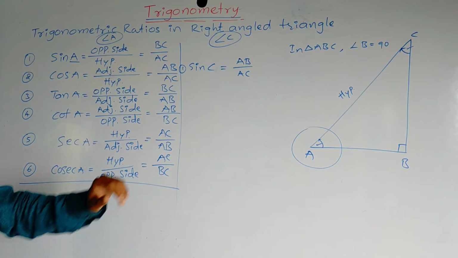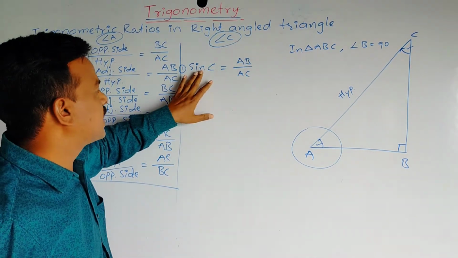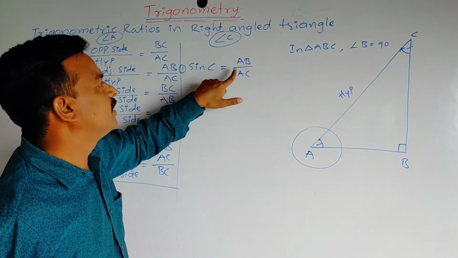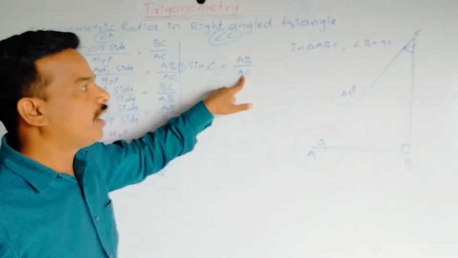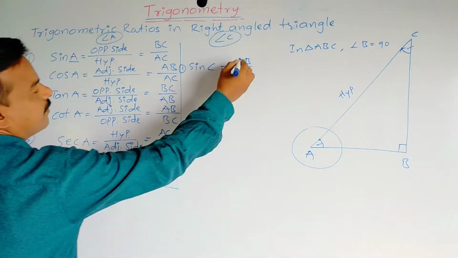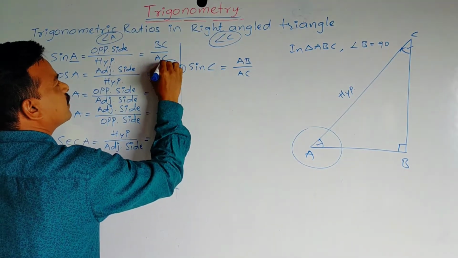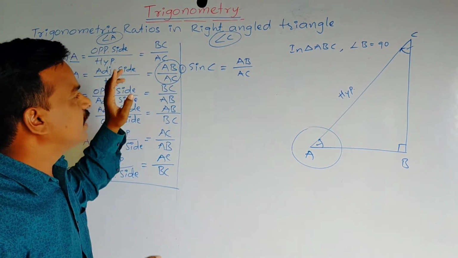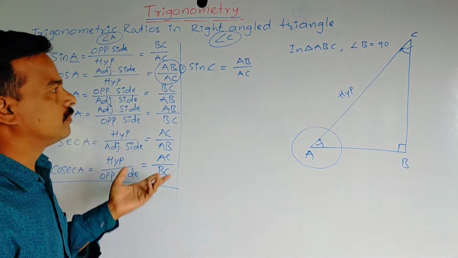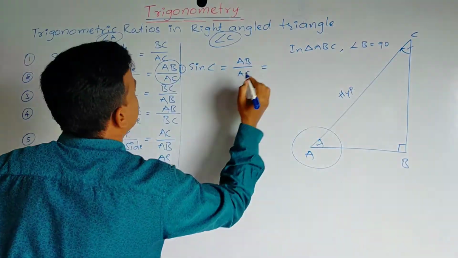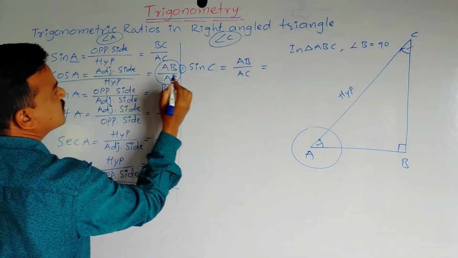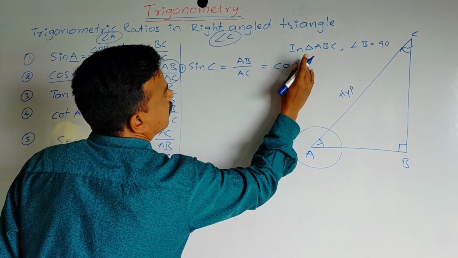Now, you observe this. Sin C is equal to AB by AC, that means the opposite side of angle C divided by hypotenuse. Also, you observe this AB by AC. In the same triangle, the value of AB by AC is the same. That is why we can write sin C is equal to AB by AC, which is equal to cos A.